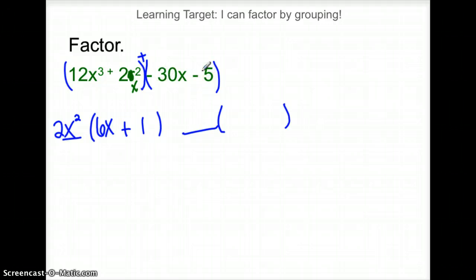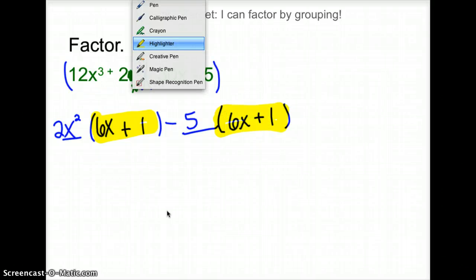I've got 30 and 5. Well, I know they both are divisible by a 5. However, if these two groups are supposed to be the same, all of this stuff's positive. All of this stuff's negative. So factor out a negative 5. And then that would give me, when I divide negative 30 by a negative 5, a positive 6. Negative 5 divided by negative 5, a positive 1. Okay? So that just kind of helped me assure that these guys were the same by doing that little trick with that negative sign. Okay? Because that has to happen.